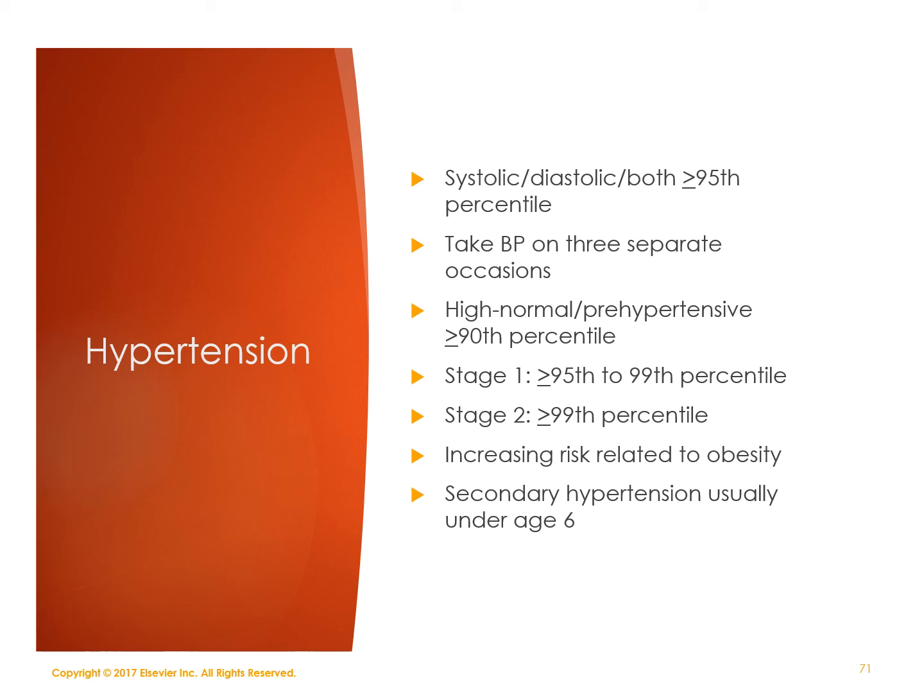This breaks it down by what is considered high normal, your prehypertensive, stage 1, stage 2. I would definitely be able to recognize those stages. There is an increasing risk related to obesity, and secondary hypertension usually is going to occur under the age of 6.